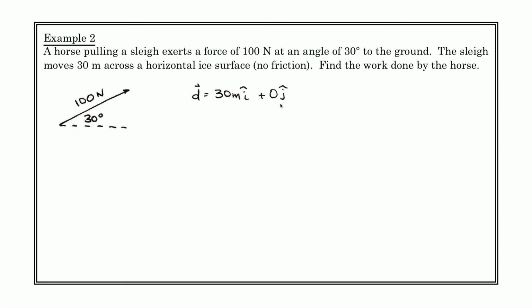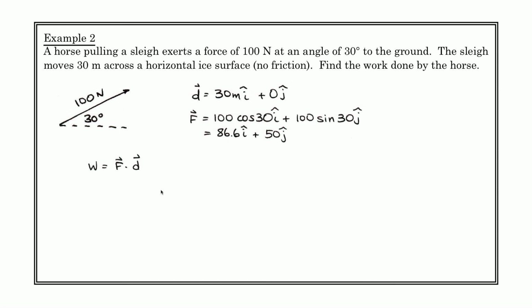So watch what happens. My displacement is 30 meters in the I hat direction and no meters in the J hat direction. The sleigh doesn't move up or down. The force, on the other hand, is 100 cos 30 I hat plus 100 sin 30 J hat, which is 86.6 I hat plus 50 J hat. And watch what happens when I take the dot product of this.